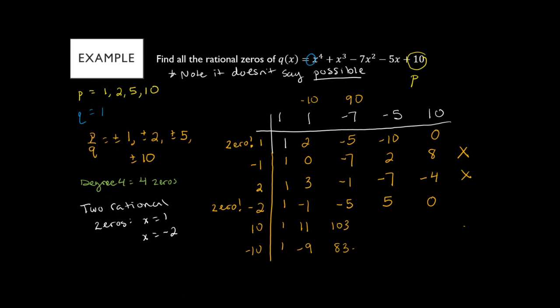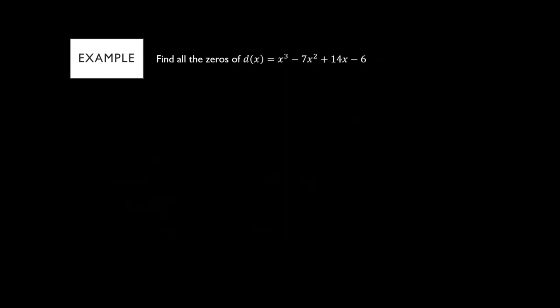Okay, so I've got one more. And this one says find all the zeros. So it doesn't want us to find just the rational zeros like we just did, but we want to find all of the zeros. So our degree here, the highest exponent, is 3. So our degree is 3. So we're going to have 3 total zeros that we need to find.